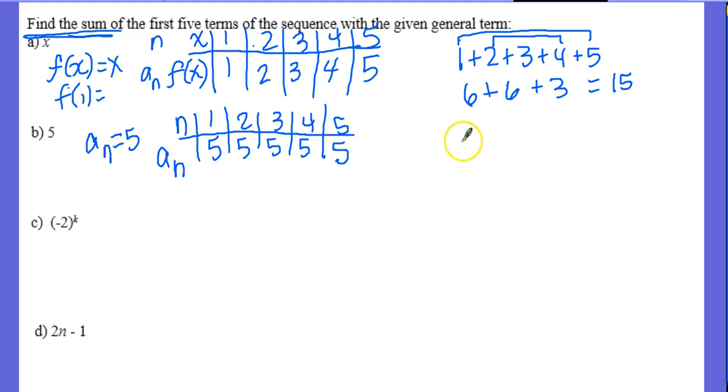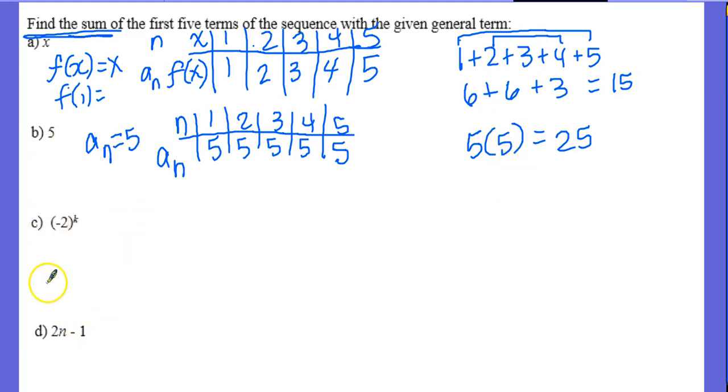So if I had to add that up, I don't even want to write 5 plus 5 plus 5. Can't I just write 5 times 5? 25. So there's our sum. Because remember, multiplication is just a shortened addition. That's all it is. So shorten it. Okay? All right, let's look at the next one.